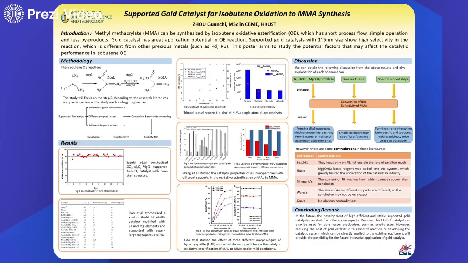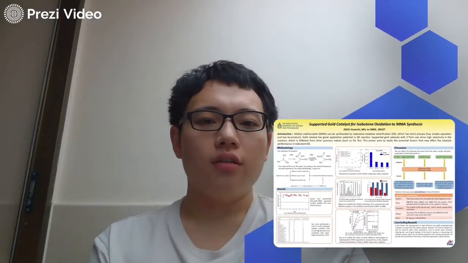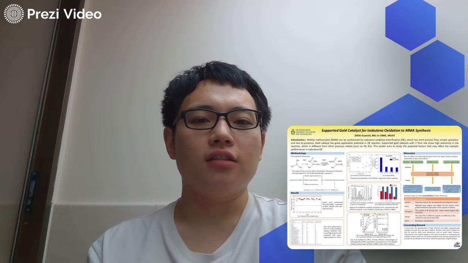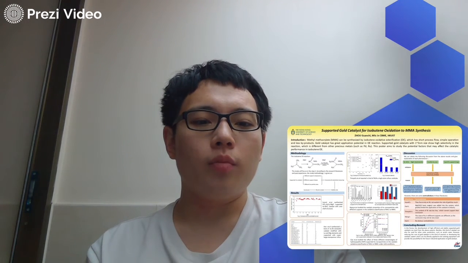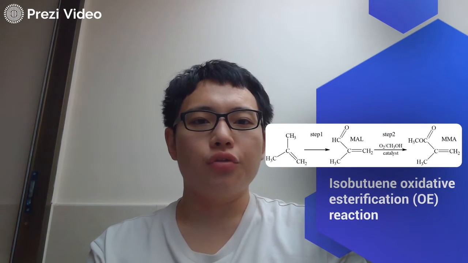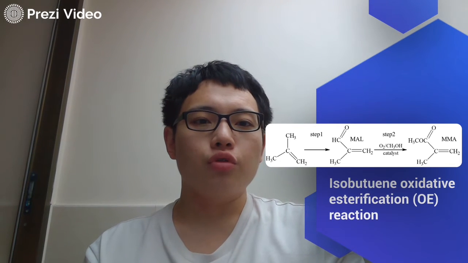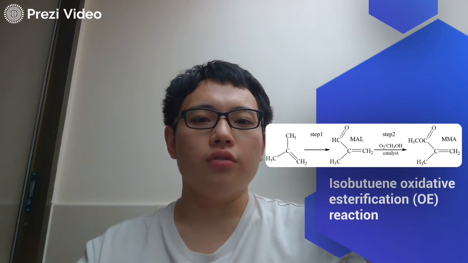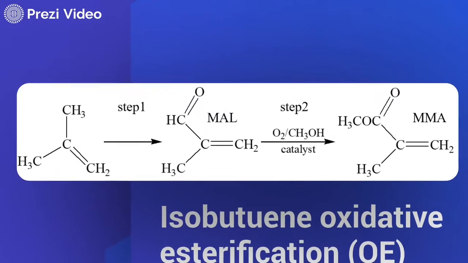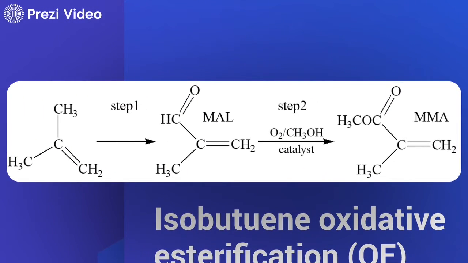As we know, methacrylate, we usually call it MMA, is a type of important chemical raw materials. It can be synthesized by several routes such as C2, C3, and C4. C4 routes use isobutene to synthesize MMA by oxidative esterification reaction. We can call it OE reaction.